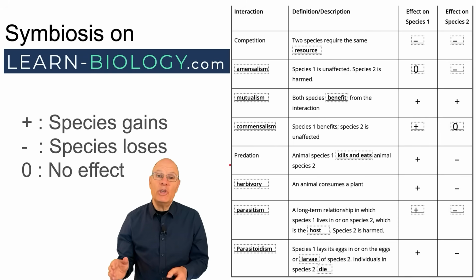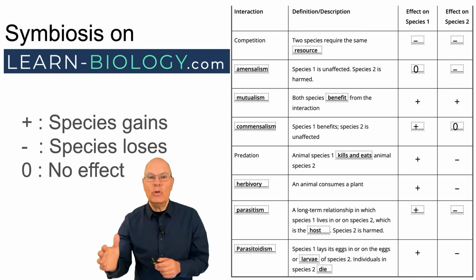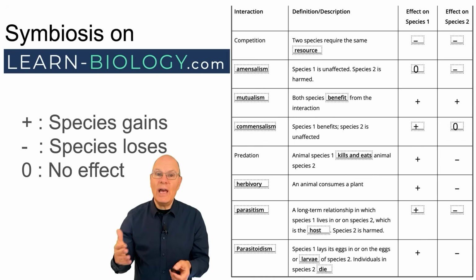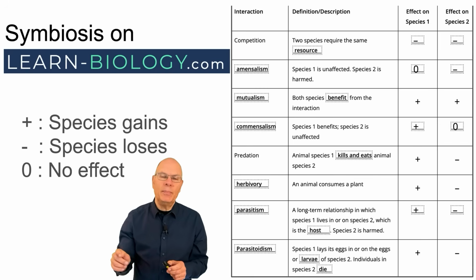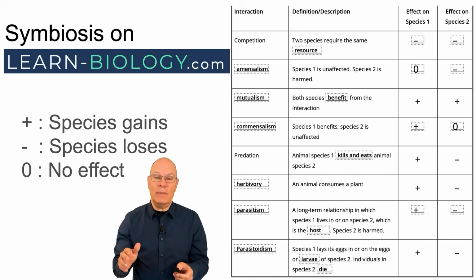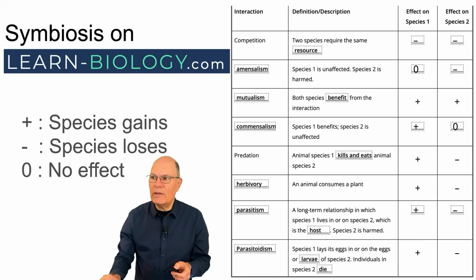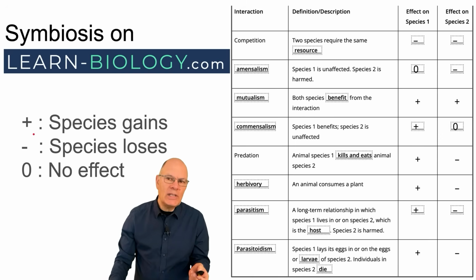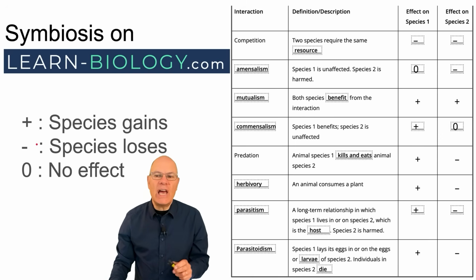On Learn-Biology, we have a couple of interactive exercises that you can use to learn about all the different kinds of symbioses that you need to know about for AP Biology. One thing that I want to emphasize now is that there's a symbol system that's used to describe their relationship, a kind of shorthand. A plus sign is used for the species that gains, a minus sign is used for the species that loses, and a 0 is used if there's no effect.